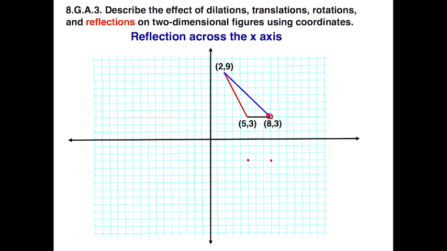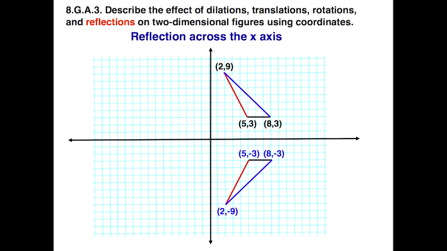If we reflect this point, there's its new location. And then we reflect the third point. Here's our new coordinates. Now we connect all the vertices and color code them to make sure that we can again distinguish which side is which.